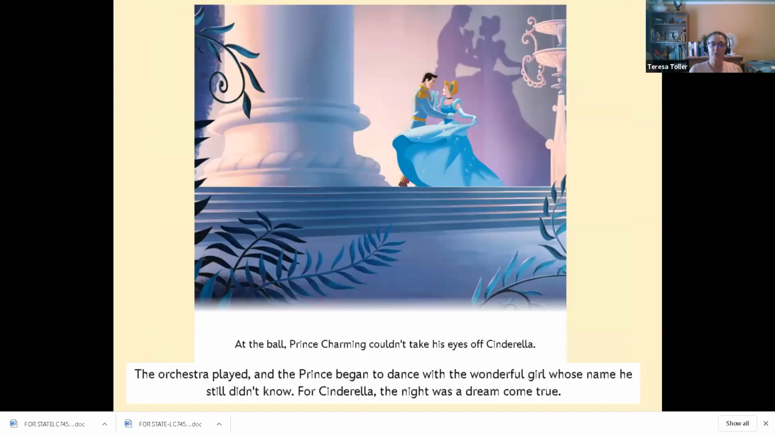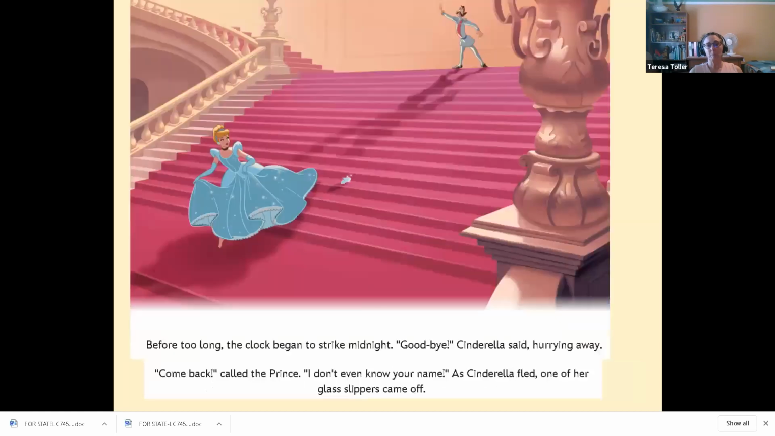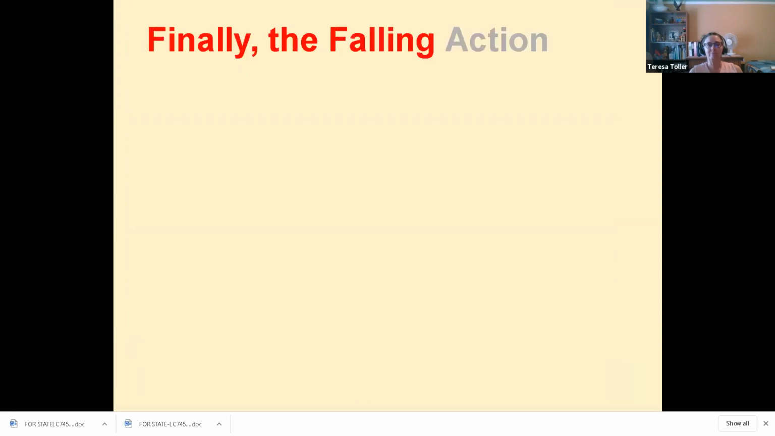At the ball, Prince Charming couldn't take his eyes off of Cinderella. The orchestra played and the prince began to dance with the wonderful girl whose name he still didn't know. For Cinderella, the night was a dream come true. Before too long, the clock began to strike midnight. "Goodbye," Cinderella said, hurrying away. "Come back," called the prince. "I don't even know your name." As Cinderella fled, one of her glass slippers came off.